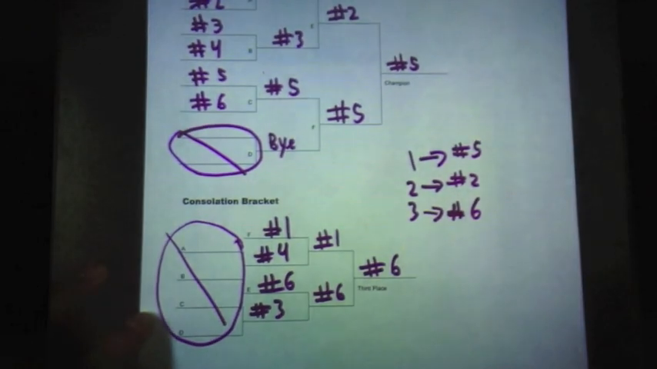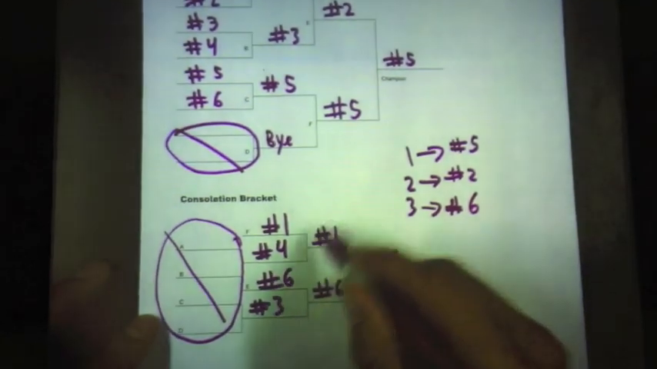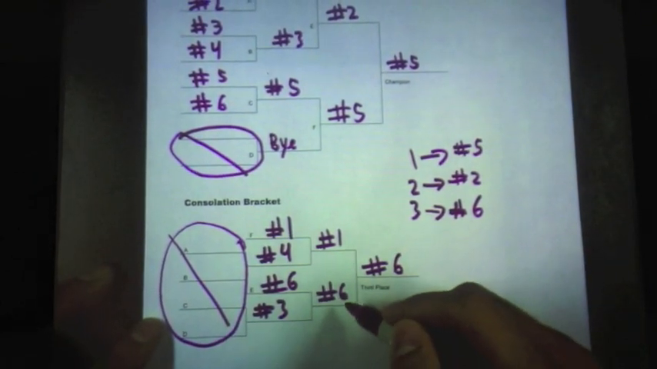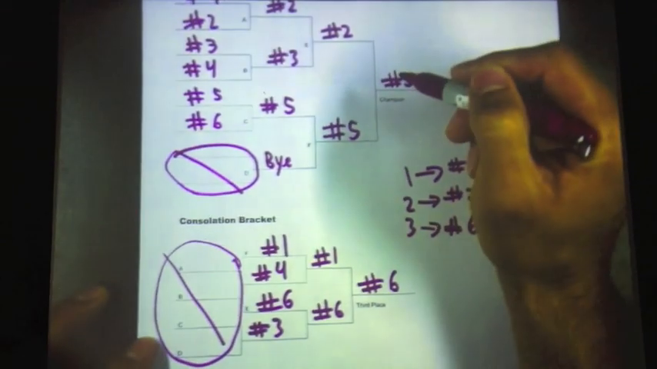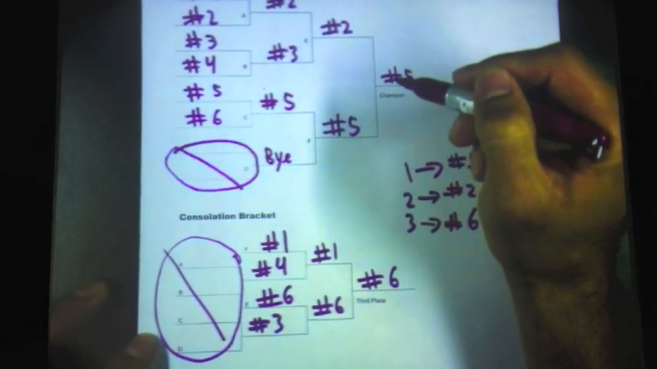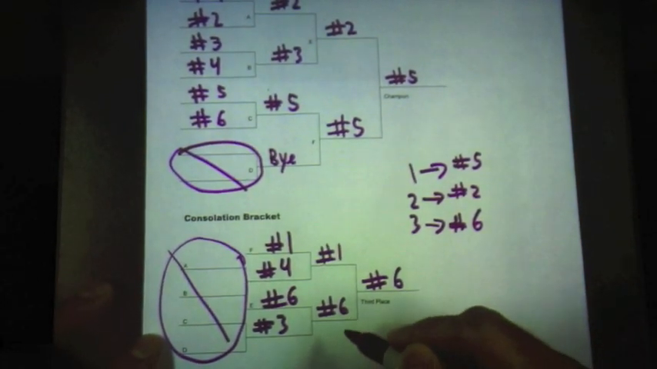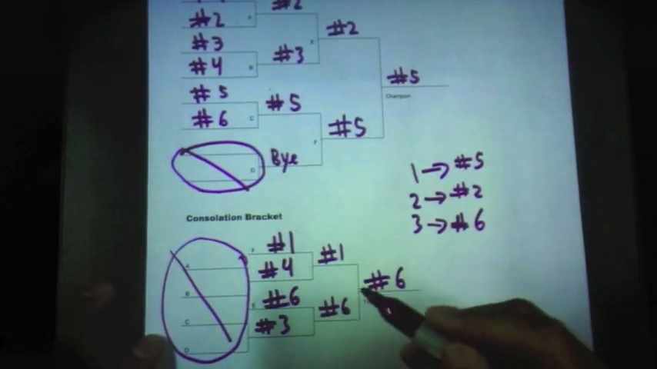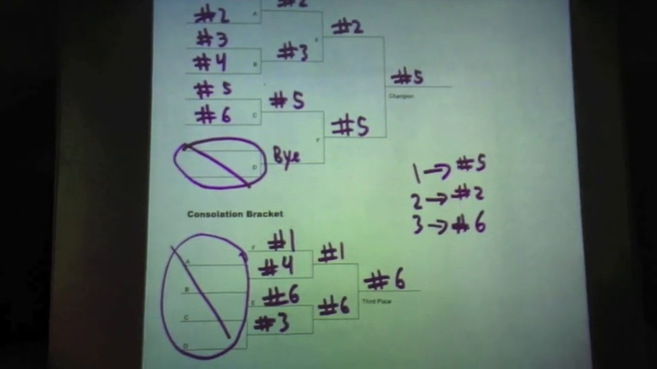And if you were to do a fourth place, it would be the person that lost in the consolation finals, which would be this match. This match right here is called the consolation finals. And this match up here is called the championship finals, just so we're familiar with all the terminology. And fourth place, of course, would be the person that lost in the consolation finals, which would be number 1. And that concludes a 6-man double elimination bracket.